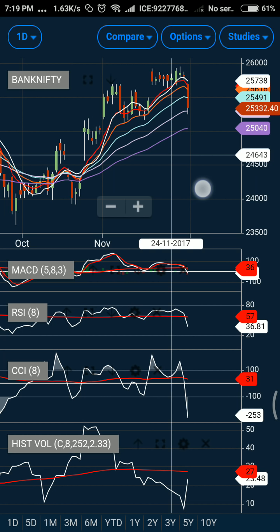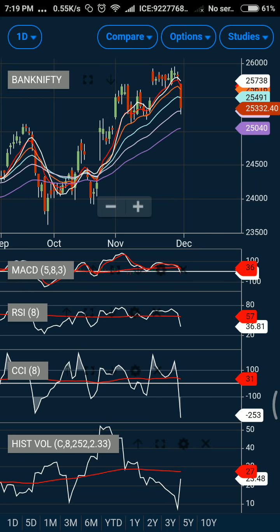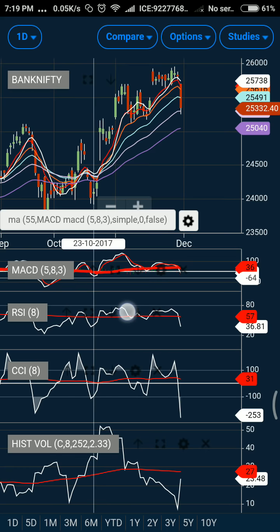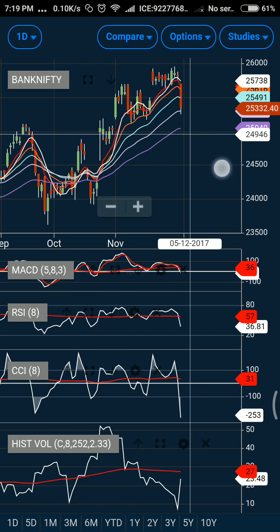However, 25,040, as per my analysis, will be good support for the market unless and until you see a bearish crossover getting accelerated at a lower level. So why I'm saying this, because as you can see here, there is one support that exists for the Bank Nifty, and if this level gets broken, then only you can expect some sort of down move. So better wait and watch for the Bank Nifty as well. So that was my analysis for the Nifty and Bank Nifty.